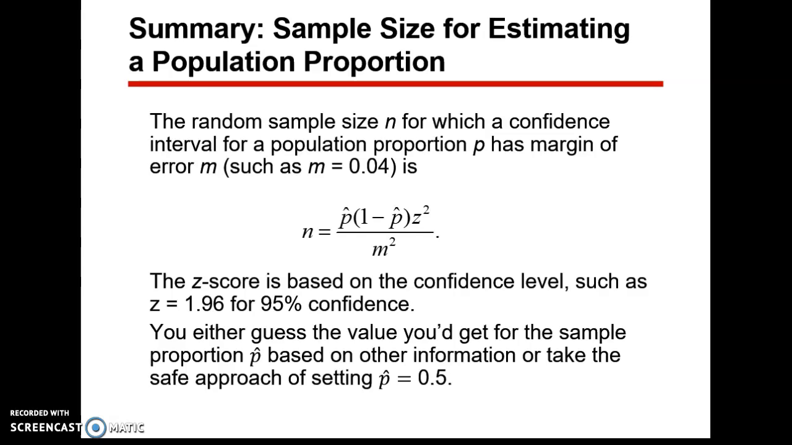Then you're multiplying 0.5 times 1 minus 0.5, so you get 0.5 times 0.5, or 0.25. That's the biggest you can make that part of the term that's on the top. So that's considered safe. So you'll see that listed at the bottom as a safe approach, and I would recommend doing that.